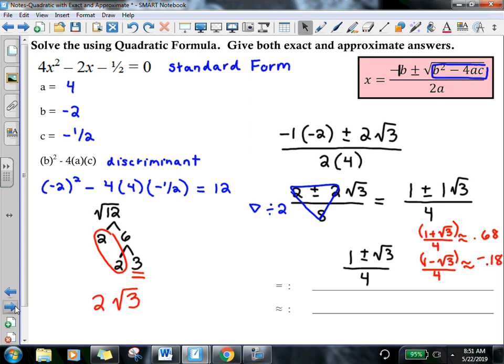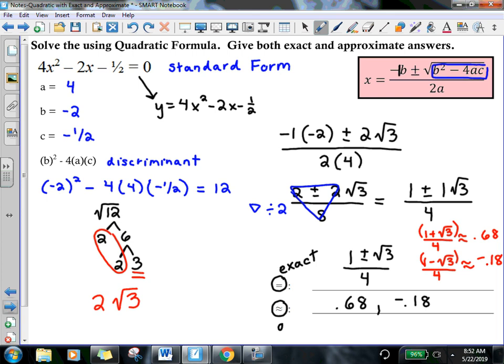And remember what we're doing when we're solving here. If we were to graph this equation, y equals 4x squared minus 2x minus 1/2, you could put that into decimals, and what you would see if you were to touch the x-intercepts, decimals would give you an x-intercept of 0.68 and an x-intercept of negative 0.18. And again, these are the approximate answers. There's a lot more decimals that go after these. And then the one that we just leave in simplified radical form, that would be our exact.